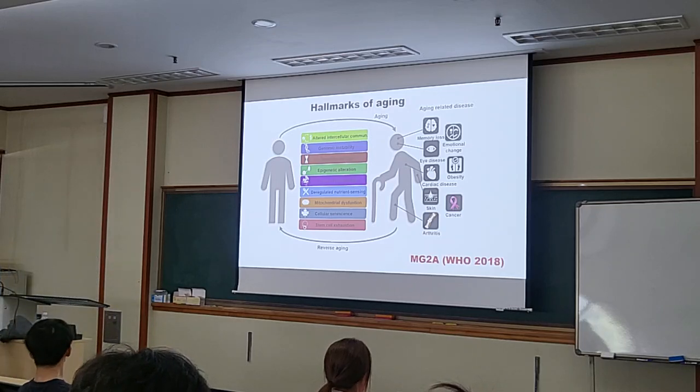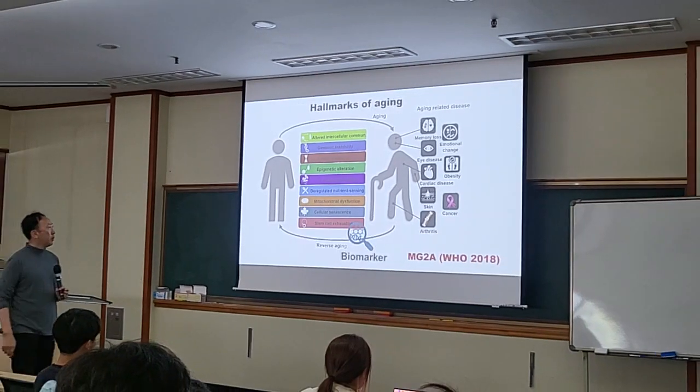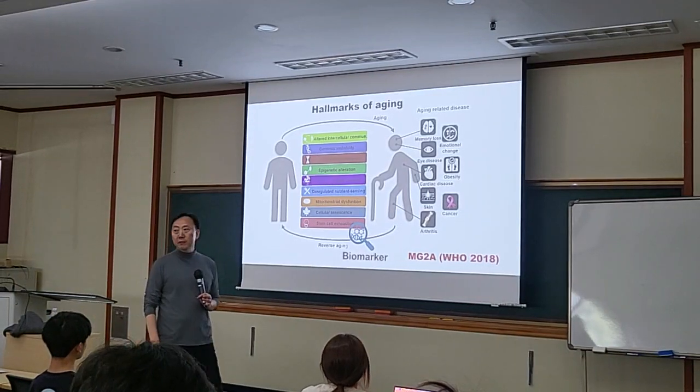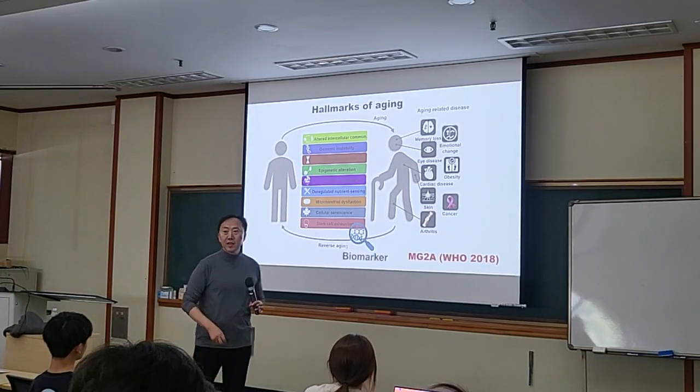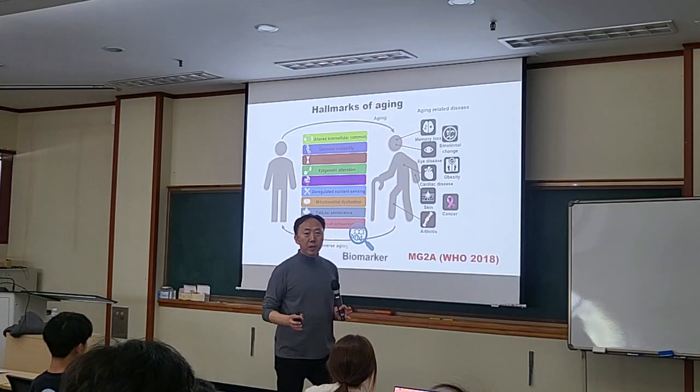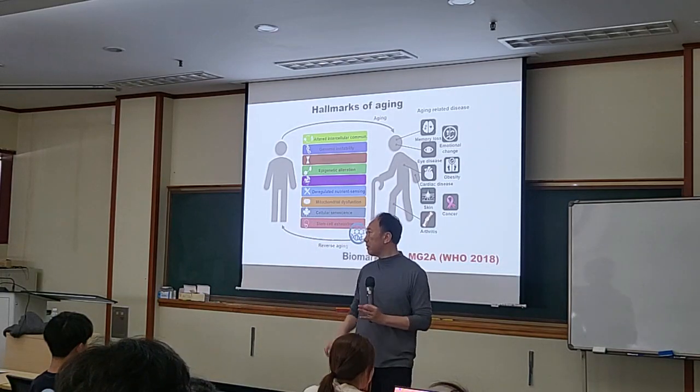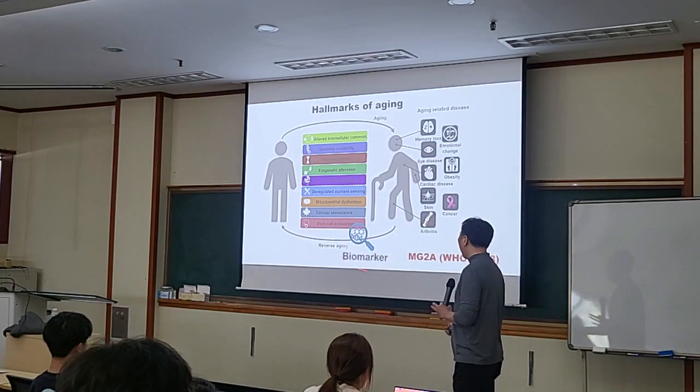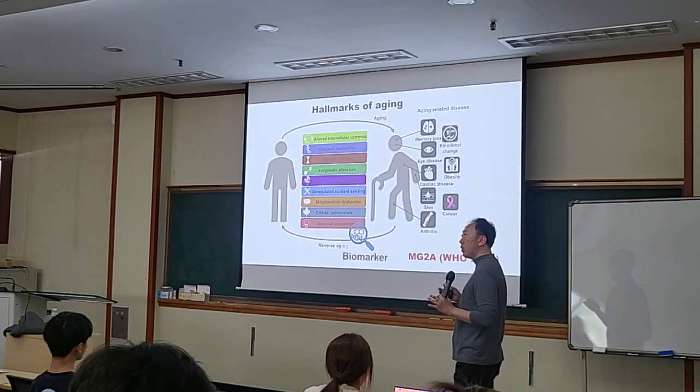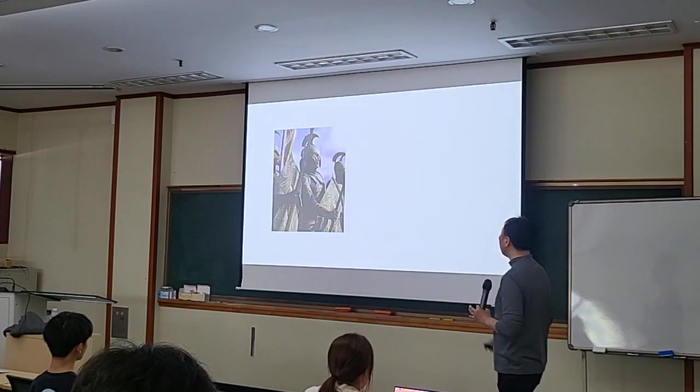And to do that, if there's a target for aging, maybe those are targets we may call biomarkers. While the hallmark is kind of a phenotype, a biomarker means a specific protein target. So that kind of biomarker discovery may be important to do this.